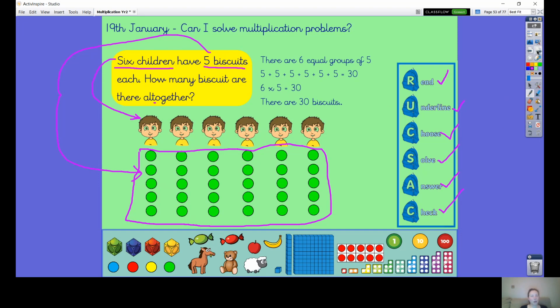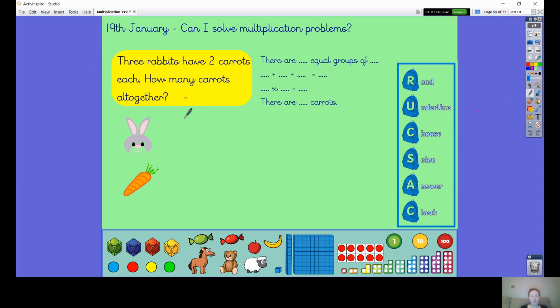So I'm going to read this question to you, and then I'd like you to spend a couple of minutes seeing if you could have a go yourself. So there are 3 rabbits, have 2 carrots each. How many carrots altogether? 3 rabbits have 2 carrots each. How many carrots altogether? Think about what picture you're going to need to make to help you underline and understand. And then can you use this to help you choose, solve and answer?